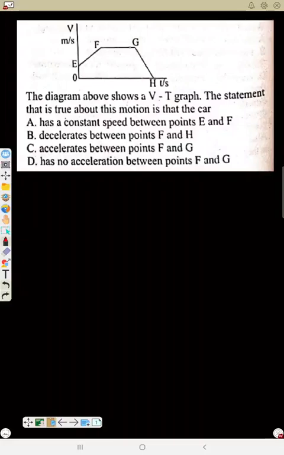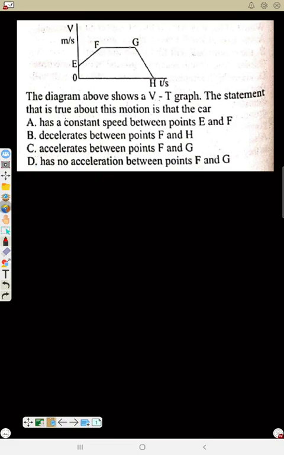Okay, for this question, look at this one. The diagram above shows a velocity time graph. So anytime you see VT here, it means velocity time graph. So the diagram above shows a velocity time graph, full stop.